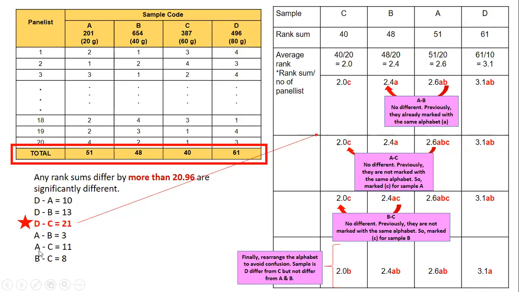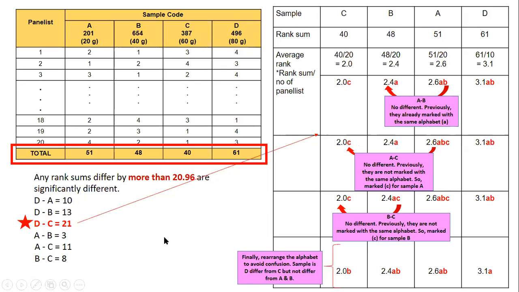Okay, seterusnya between A and C, also no significant difference. Apa syarat dia? If there is no significant difference, guna alfabet yang sama. Okay, asalnya kat sini 2.6 A and B sahaja kan? Okay, untuk C pula dia dah ada 2.0 C, dah ada alfabet C. So nak bagi dia sama sebab dia tak ada perbezaan, tambahlah C kat belakang. Betul? Sebab sini ada C, sini ada C. So dia tidak ada perbezaan yang ketara.